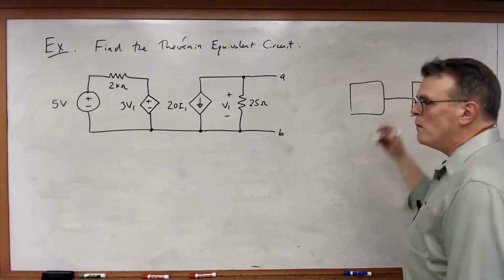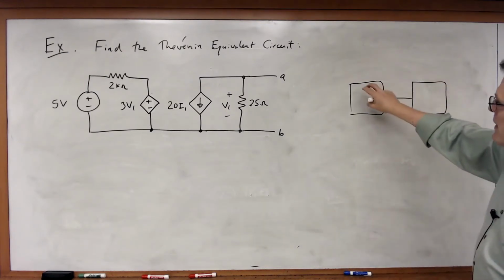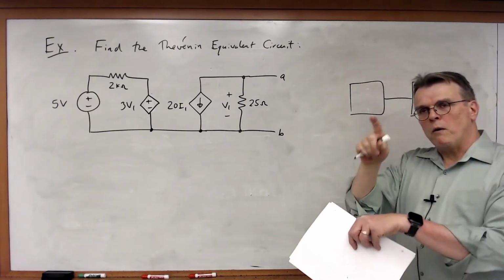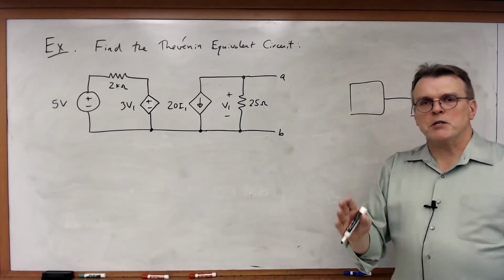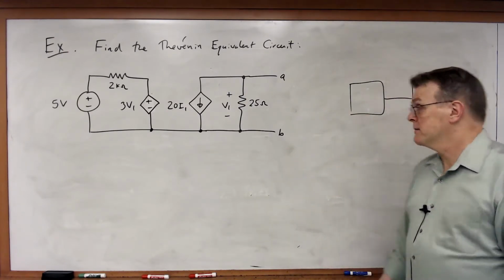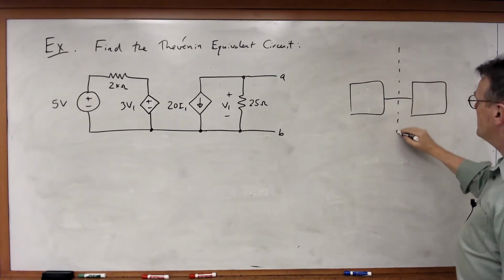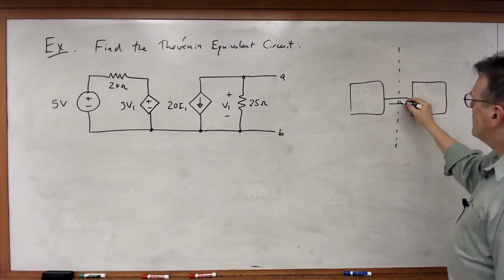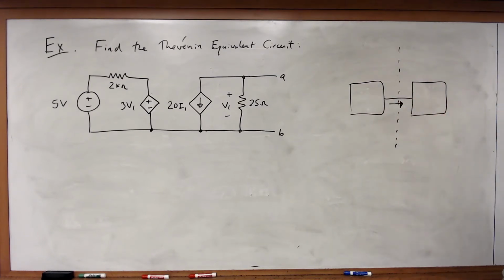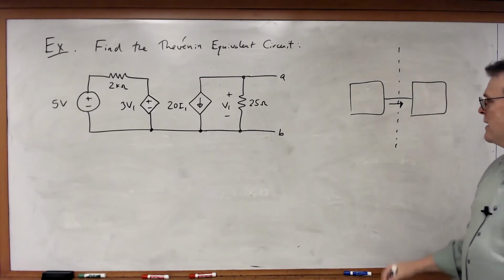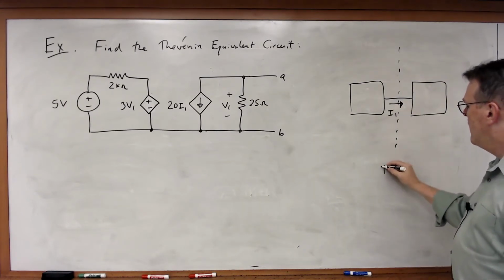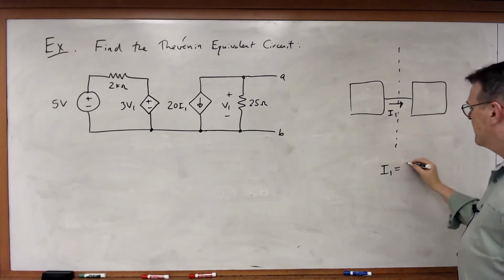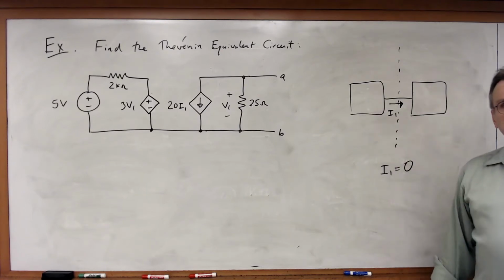Kirchhoff's current law holds at every level. And so let's say we've got one circuit block here and one circuit block here. So it doesn't matter whether it's one node, multiple nodes, or even a fraction of a node, what goes in must come out. So here I have a dividing line between this part of the circuit and this part. This current is going into that block. What does KCL say? Well, if I call this current I1, I1 is going in, nothing's coming out. So in this case, I1 must be equal to 0.